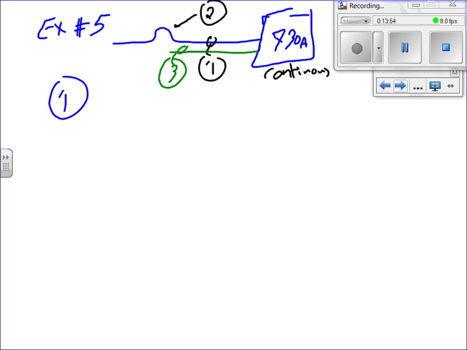DJ, am I going too fast? No. Okay, good. You're my gauge. My parameter. Thanks. Okay, number 1.